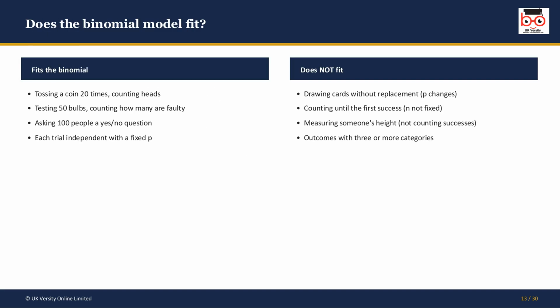Let's sort situations into those that fit and those that don't. Tossing a coin 20 times and counting heads fits, as does testing 50 bulbs for faults or asking 100 people a yes or no question, each an independent trial with a fixed p. It does not fit when you draw cards without replacement, because p changes, or when you count until the first success, since n isn't fixed, or when you're measuring height, or when there are 3 or more categories of outcome.